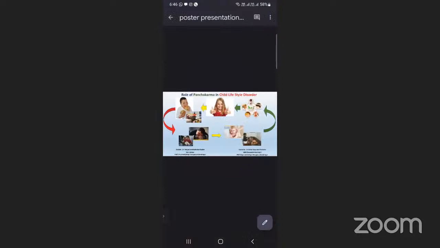So my topic is the role of Panchakarma in child lifestyle disorders. First of all, we'll see what child lifestyle disorders are. They are the result of inappropriate relation between people and the environment, and are mostly due to the primary habits of the people. First, we'll review the lifestyle of children nowadays, where we can see overuse of mobiles and sedentary lifestyles. Many are not willing to play outdoors, and want to have fast food and junk foods.